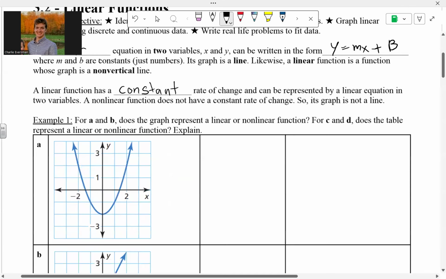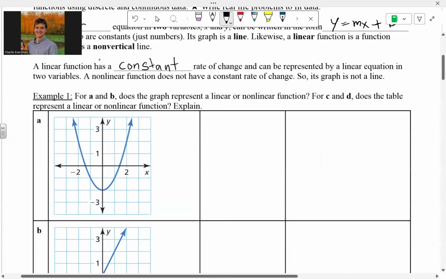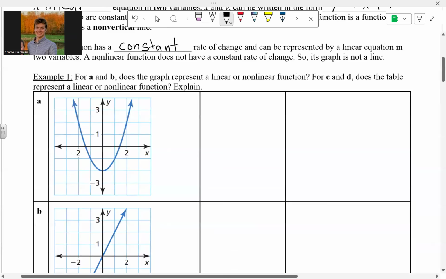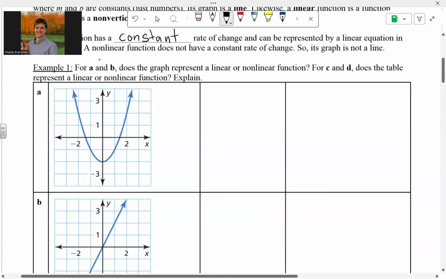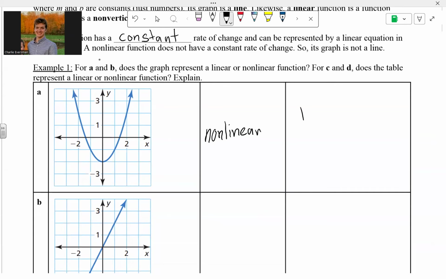So in this example, example one, we're saying, do these things represent a linear function or a nonlinear function? And we got to explain. So number one, this would be a good example of a nonlinear function. And the explanation there is because it is not a graph. Not a graph, excuse me. It is not a line. We got that curve to it. This is actually called the parabola.